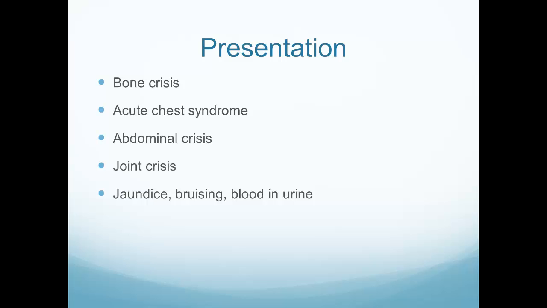Let's just back up for a minute and talk about what those are. Bone crisis and joint crisis mean that the patient is having pain in the bones and the joints. The reason why the patient's having this pain is because these sickled cells are getting stuck in the small capillaries and blocking perfusion through those small capillaries, and then that's causing ischemia and then pain.